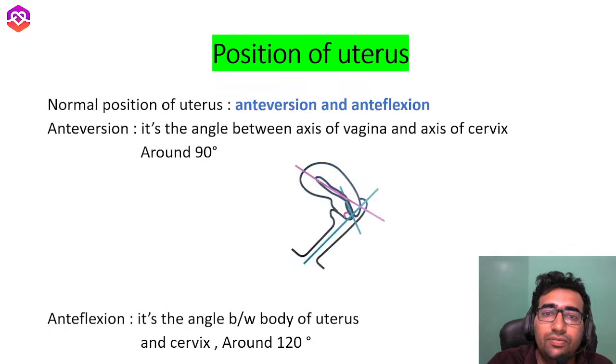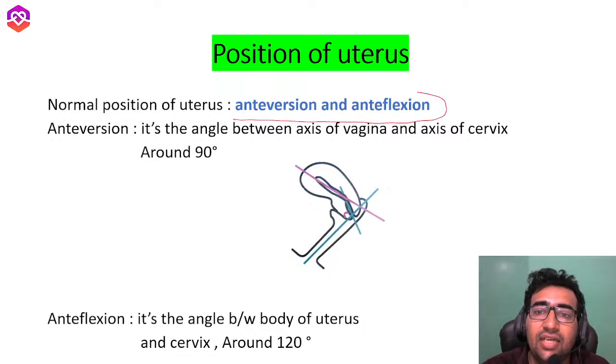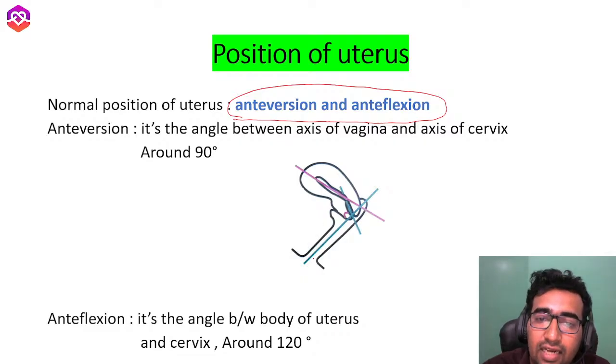Okay. Now the position of the uterus. You have to know by heart that the position of the uterus is anteverted and anteflexed. Anteversion and anteflexion. An anteverted, anteflexed uterus is the normal position. What do you mean by anteversion? Anteversion means the angle between the vagina, you can see the vaginal angle here, the angle between the axis of the vagina and the axis of the cervix.